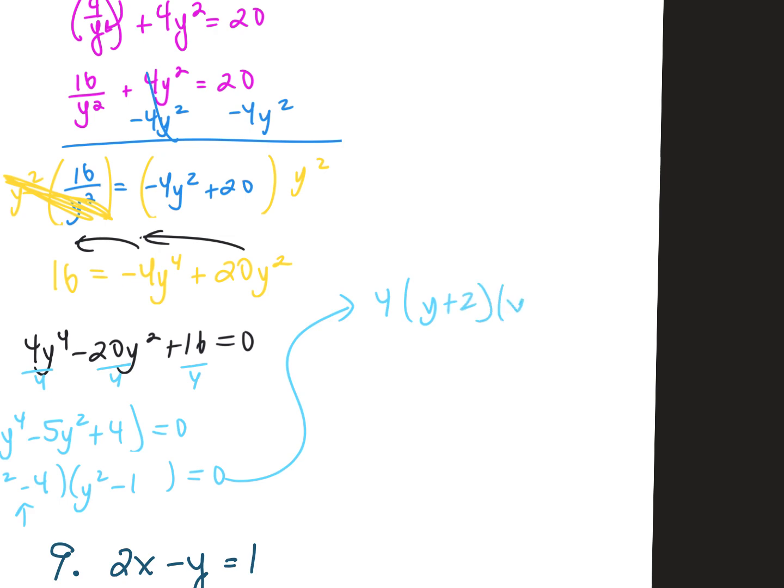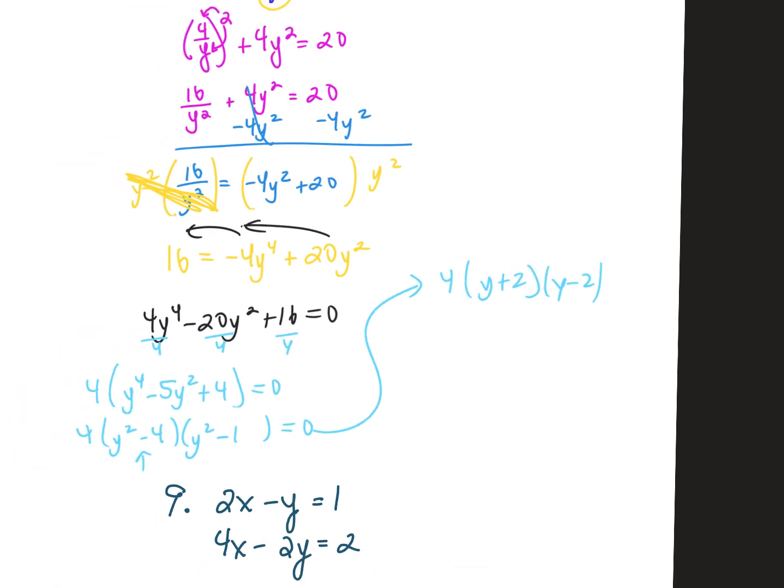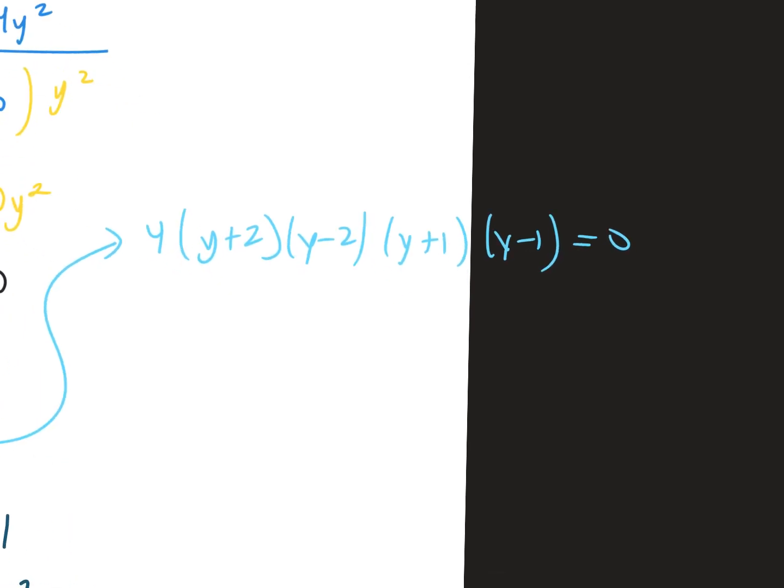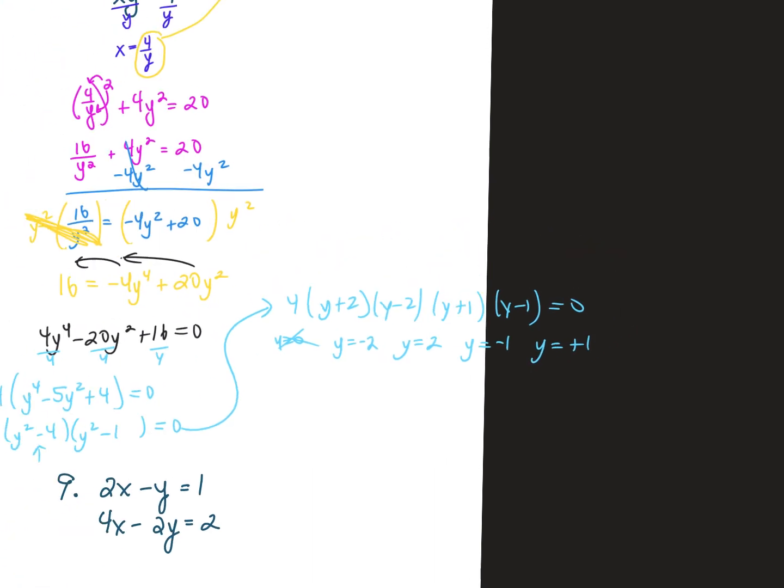y minus 2, y plus 2, and then Perfect. And then what about the other one? y plus 1, y minus 1. And now what do I do with each piece? Solve it. Okay. Does 4 ever equal 0? No. So I have y equals negative 2, y equals positive 2, y equals negative 1, y equals positive 1. We got 4 different y's. Is that okay? Absolutely. Was that the only way to solve that? No, you could have done it a bunch of other ways.